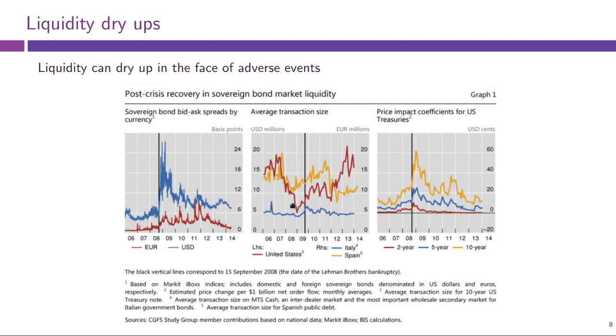The second graph exemplifies the same, using the average transaction size as a liquidity measure. Here, the vertical line is actually in the wrong place. It should be 1 year before, in the middle of 2008. And we should look at the red graph, which shows the average transaction size for US sovereign bonds. You can see that it also dropped quite significantly. Finally, price impact coefficients are represented on the third graph. And you can see that all of those also increased. So price became more sensitive to quantities, and market depth also increased. Sorry, market depth has decreased as a result of that event, as did liquidity.